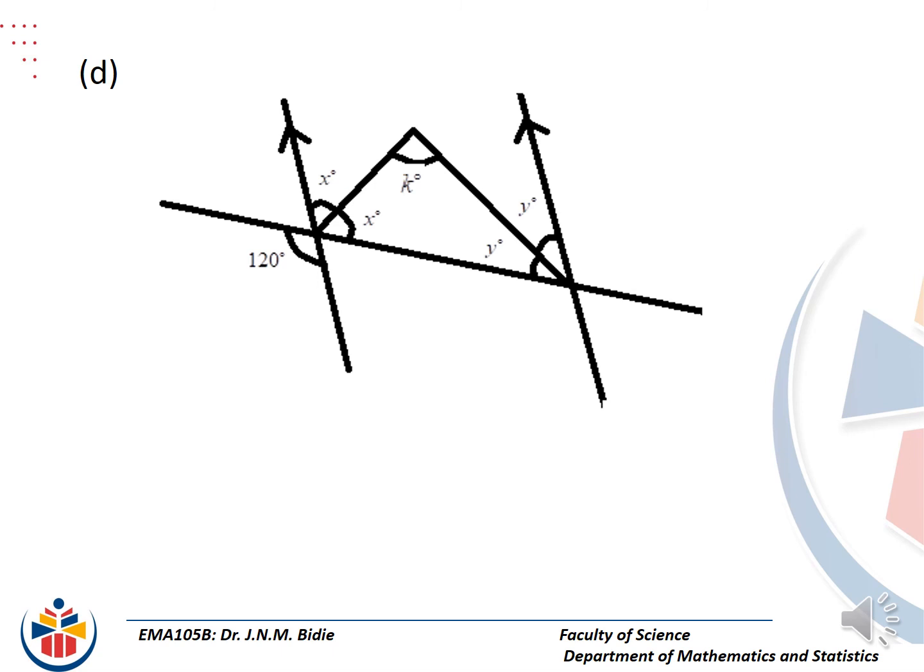Then we use the angles of a triangle in order for us to get k. So that means 30 plus 60 gives us 90. And therefore, in order for us to get k, we'll have x plus y plus k equal to 180 degrees. Angles of a triangle are supplementary, and therefore we get k to be equal to 90 degrees.